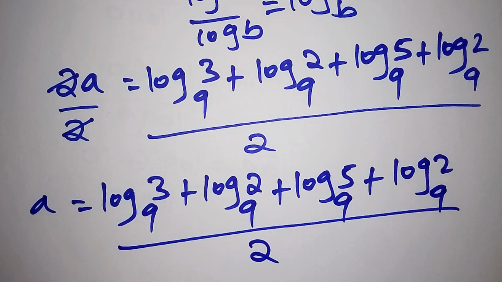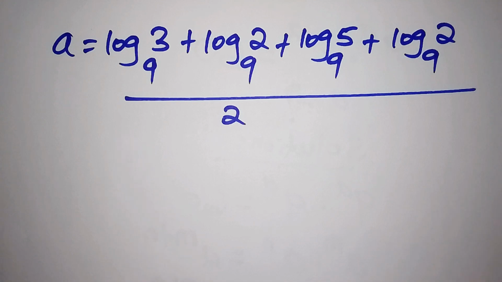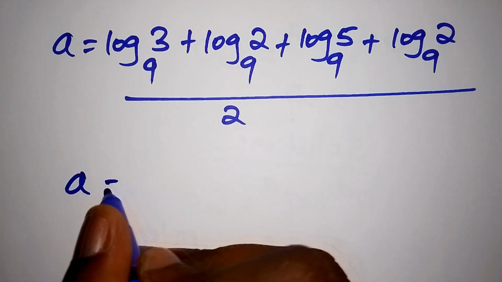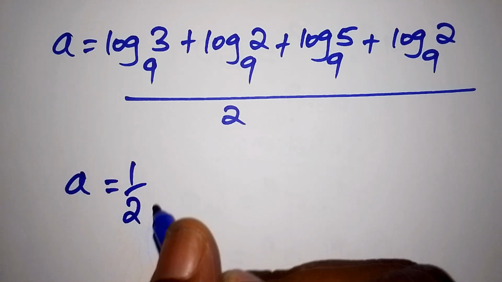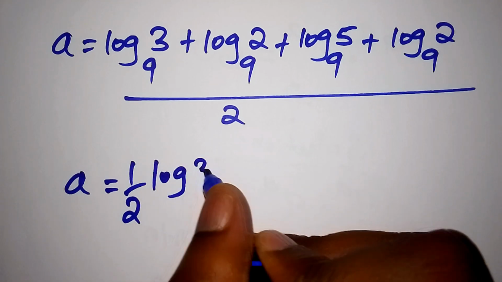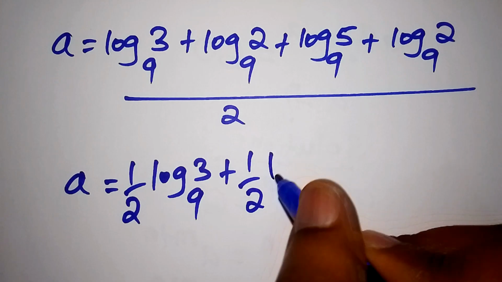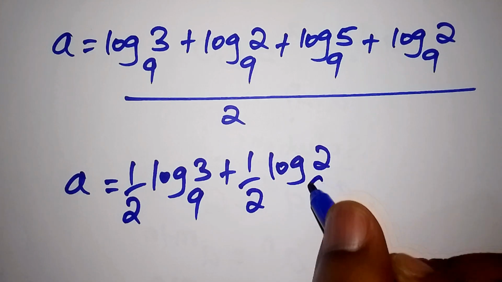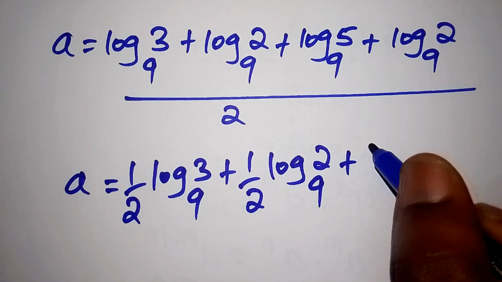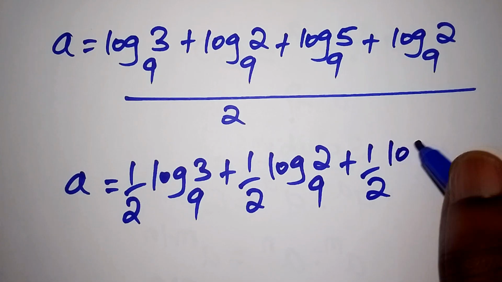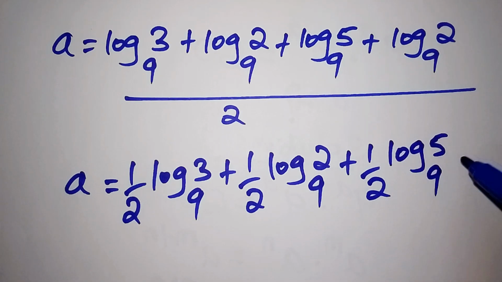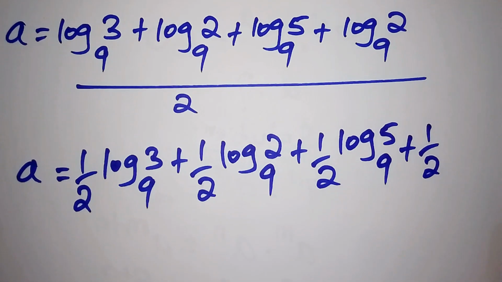So next, when you simplify this answer further, we shall now have a is equals to a half the log of 3 to the base of 9, plus a half the log of 2 to the base of 9, plus a half the log of 5 to the base of 9, plus a half the log of 2 to the base of 9.